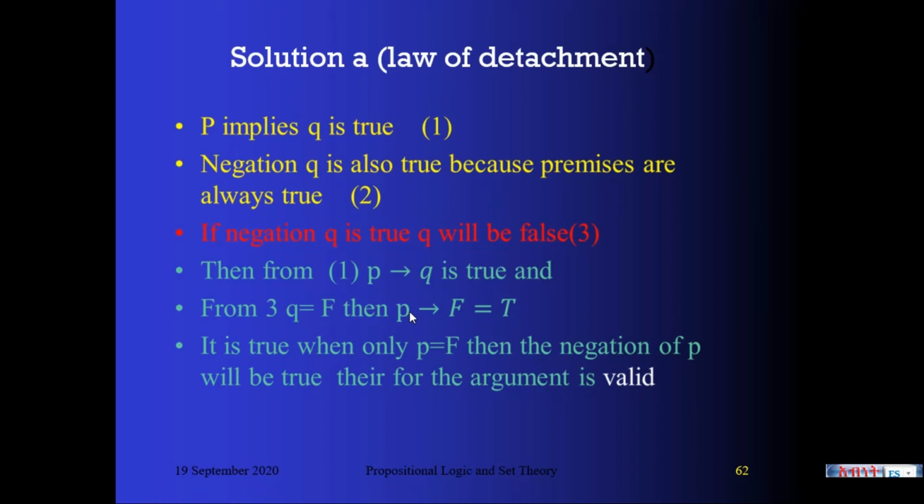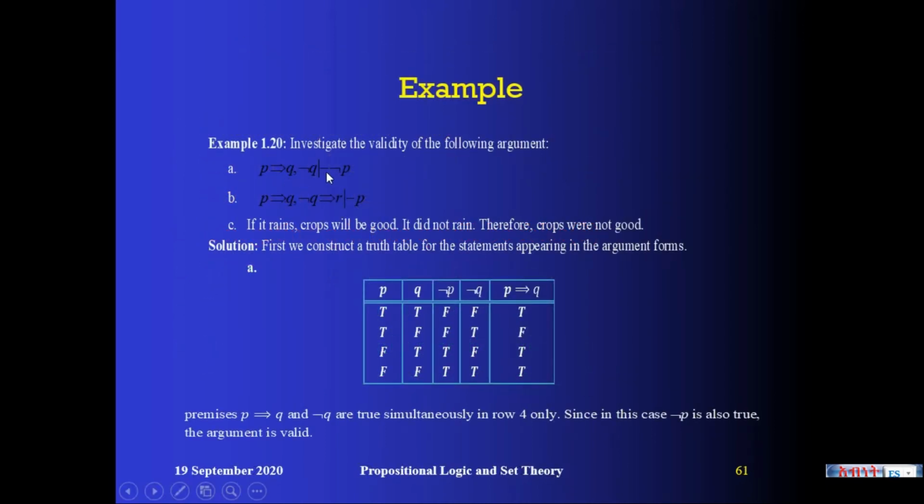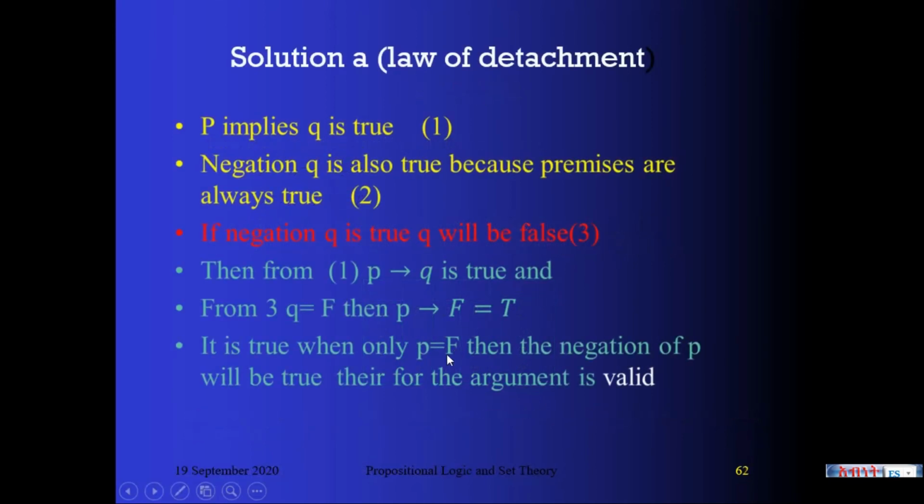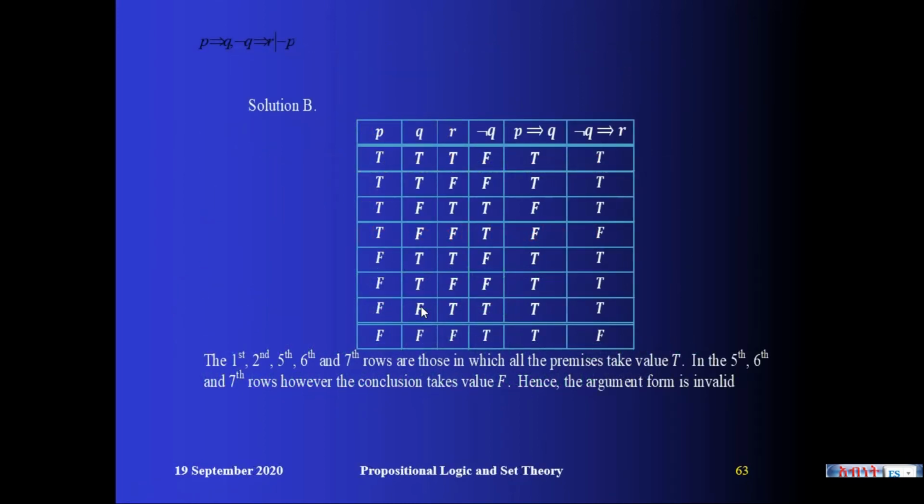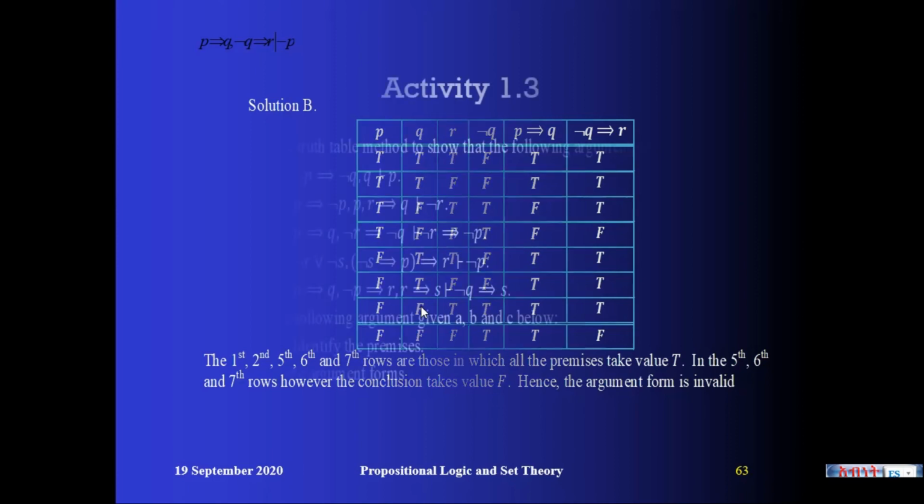What is our objective, my student, here? From question A, check the truth value of negation P. So from here, P is false. What will be the negation of P? True. Therefore, our argument is a valid argument. You can use it like this. So, you can observe solution B. What I already did, so read and understand it.